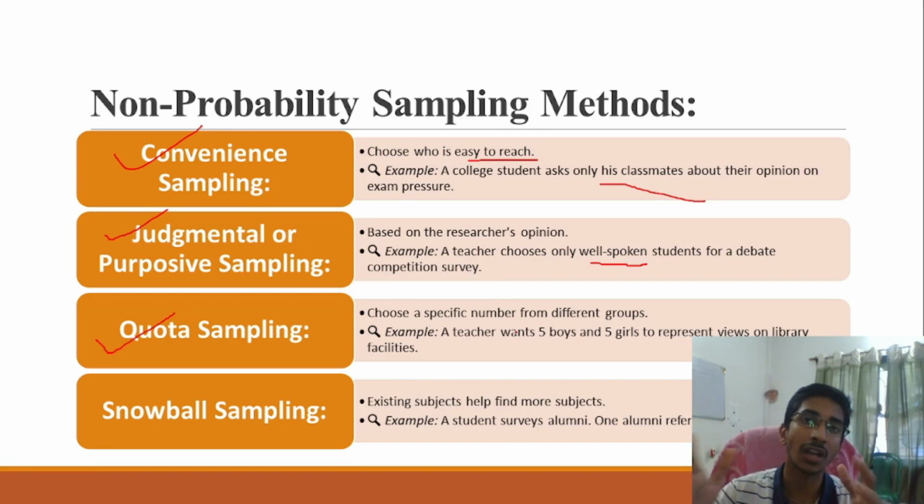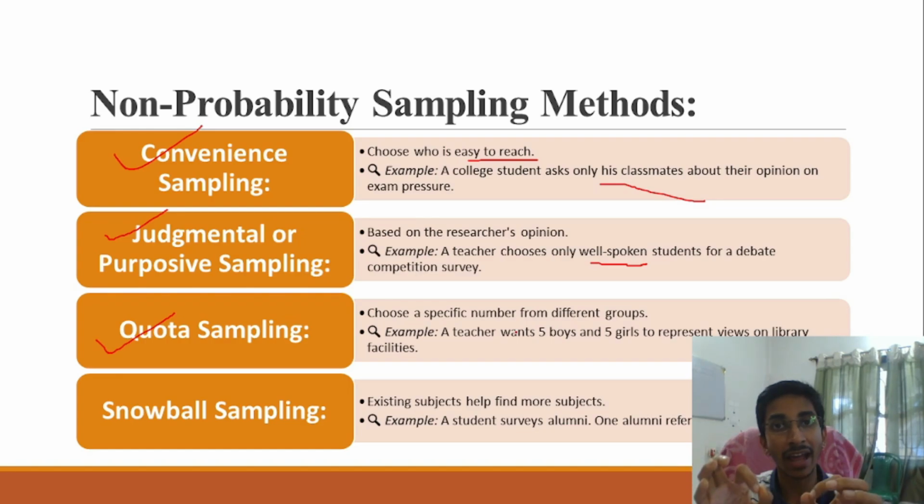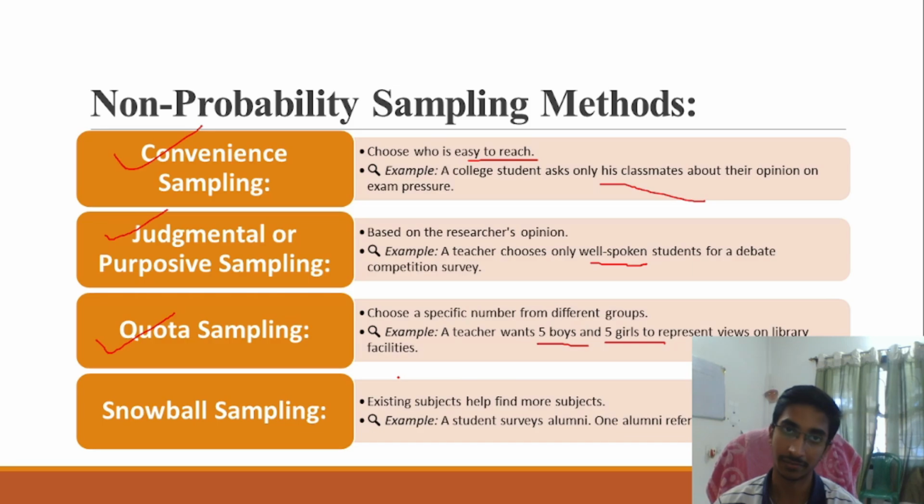Next, quota sampling. Quota means we set a specific number, and we take the sample only up to this number, only this quota, right? So choose a specific number from different groups. For example, a teacher wants 5 boys and 5 girls to represent views on the library facility. So the sample should not be more than 10, only 5 boys, only 5 girls. Boys should not be more than 5 and girls should not be more than 5. So we set a quota, a specific number, so we call it quota sampling.